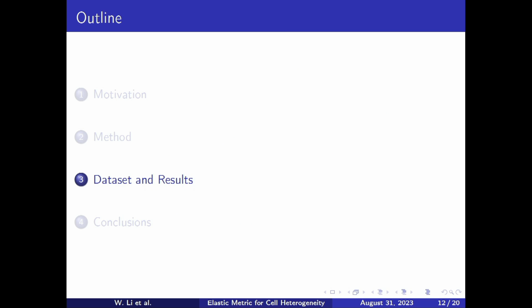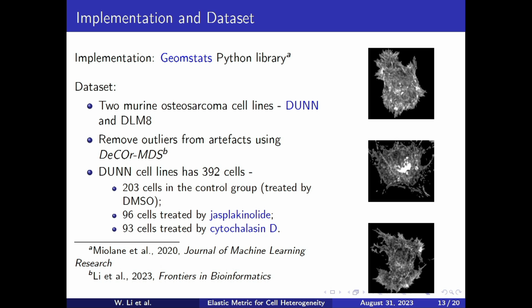Okay, so let's now talk about the dataset and the results. We use the implementation from GeomeStats. GeomeStats is an open source Python package built for machine learning for nonlinear data, a field called geometric learning. It provides object-oriented and extensively unit-tested implementations for essential manifolds, operations, and learning methods, with support for different execution backends, namely NumPy, PyTorch, and TensorFlow.